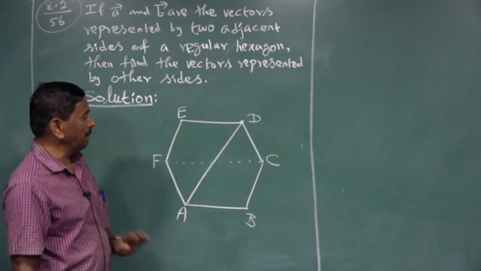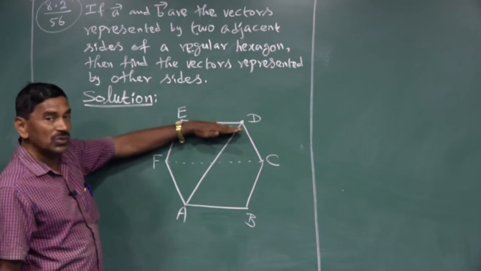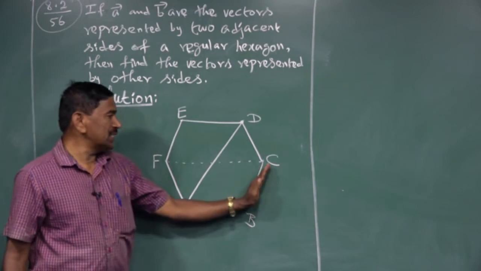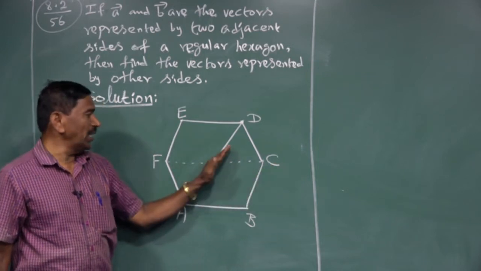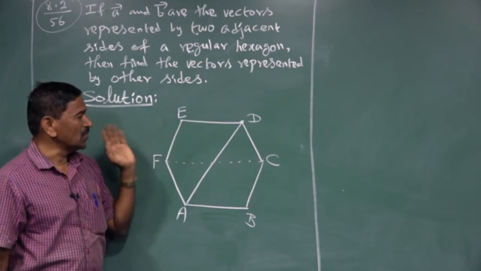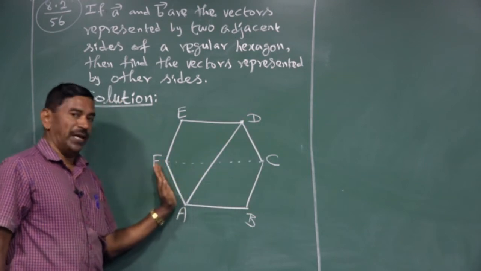In this diagram, AB is parallel to CF, which is parallel to DE. Similarly, BC is parallel to AD, which is parallel to EF. Also DC is parallel to FA.